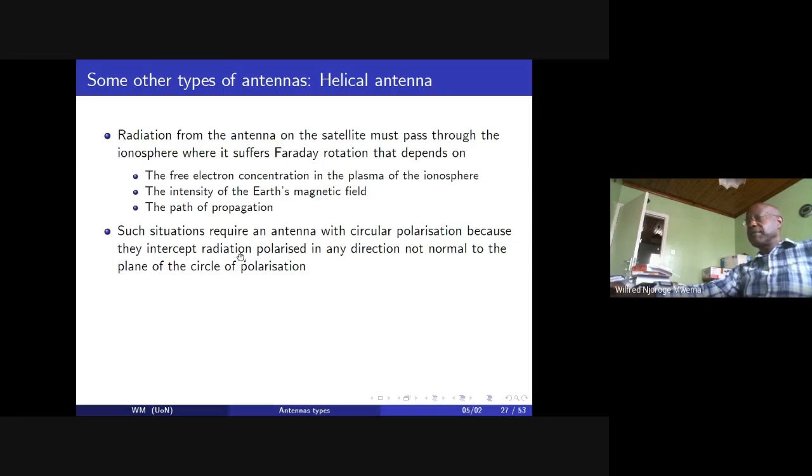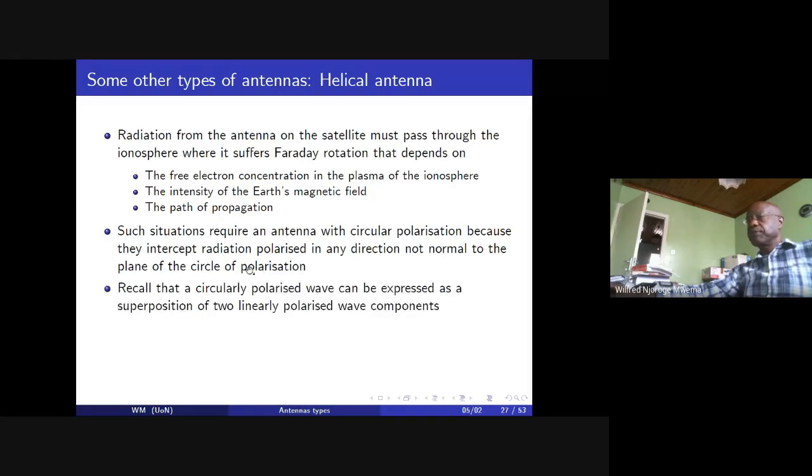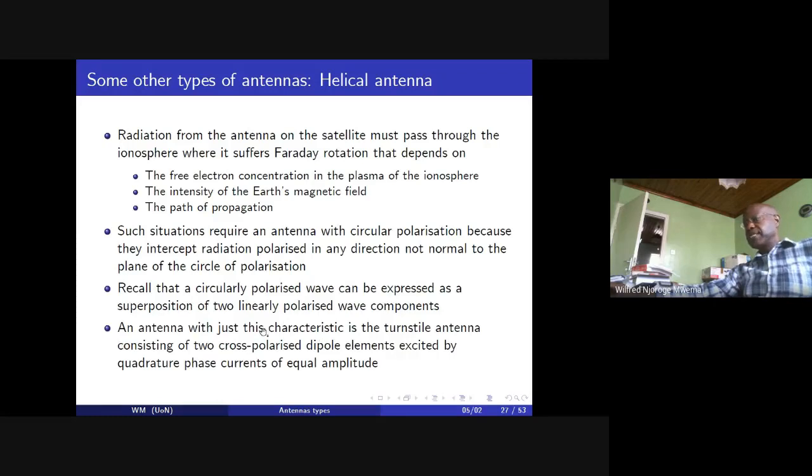because they intercept radiation polarized in any direction that is not normal to the plane of the circle of polarization. Recall that a circularly polarized wave can be expressed as a superposition of two linearly polarized waves, like we saw in the last semester. An antenna with just this characteristic is what we call the turnstile antenna, which consists of two cross-polarized dipole elements excited by a quadrature phase current of equal amplitude to produce circular polarization.